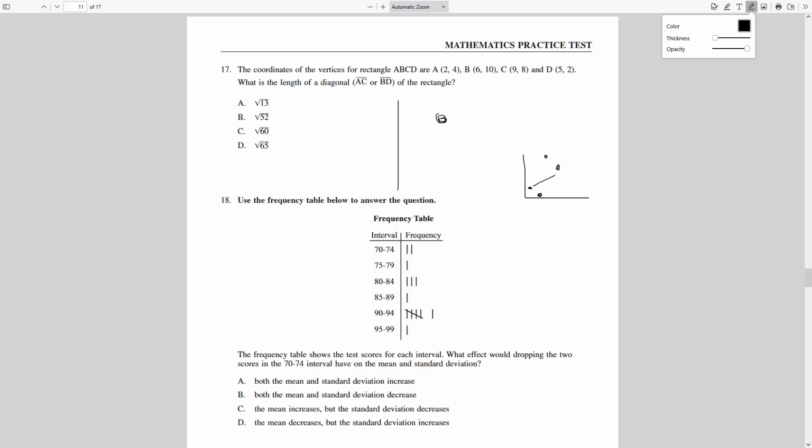A squared plus B squared equals C squared. So the point between A and D, you rise 3. No. You run 3. And then you rise -2. Correct.